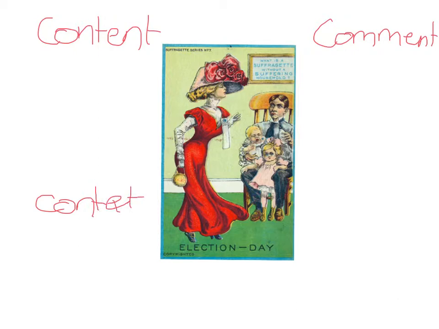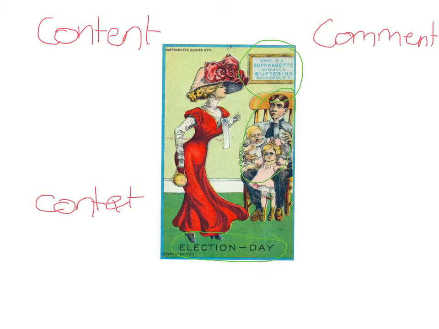So, for content, we simply have to say what we can see. So, this source shows a woman who is a suffragette leaving the house. Her husband and 2 children are crying, right here. And there's a sign on the wall which says, "What is a suffragette without a suffering household?" And the caption at the bottom tells you that the artist is imagining that this is what is going to happen on election day.